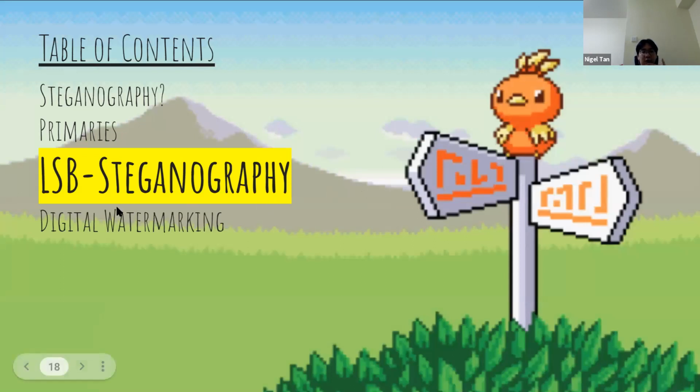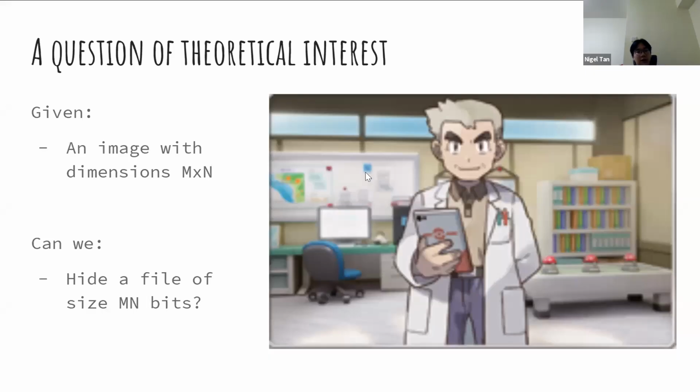And sorry, for those that might not know, LSB just means least significant bit. So whatever number you have in binary form, just take the rightmost bit. Again, to answer the question of what is LSB steganography, it might be helpful to ask another question of theoretical interest. Given an image with dimensions m by n, can we hide a file of size mn bits? Hopefully, if you're following along so far, the answer is yes.